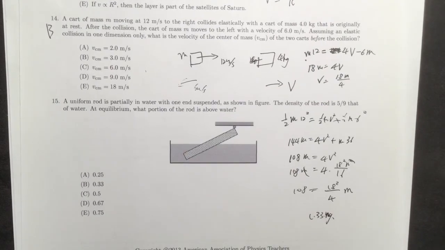A uniform rod is in water with one end suspended as shown in the figure. The density of the rod is 5 over 9 that of water. In equilibrium, what part of the rod is above water?